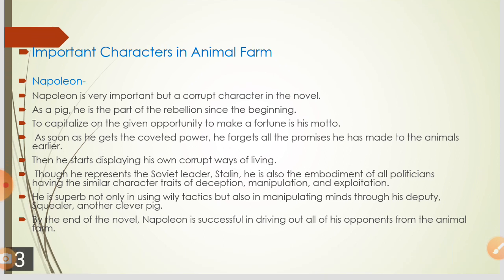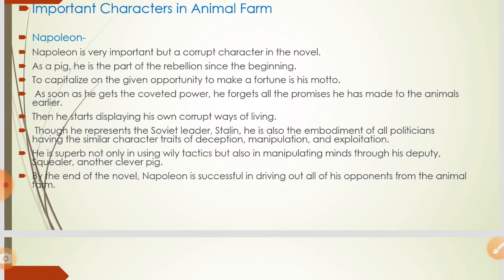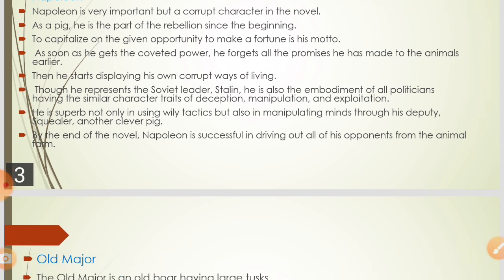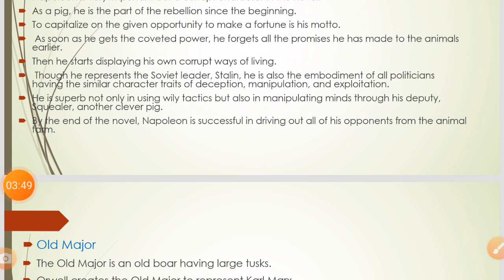To capitalize on every given opportunity to make a fortune is his motto. As soon as he gets the coveted power, he forgets all the promises he made to the animals earlier. He is hungry for power. Then he starts displaying his own corrupt ways of living, and he starts his corruption very well.